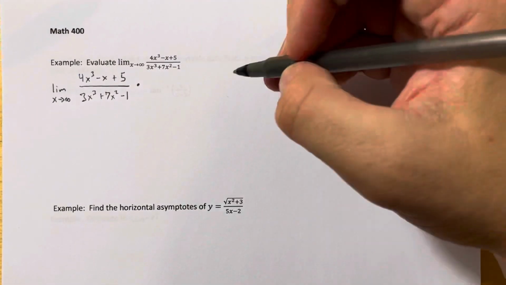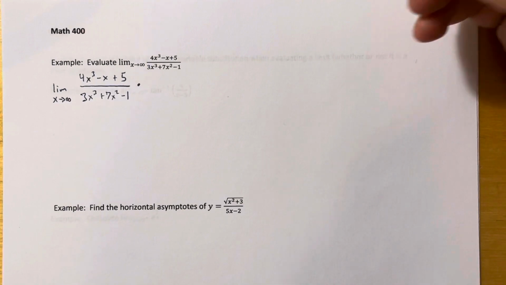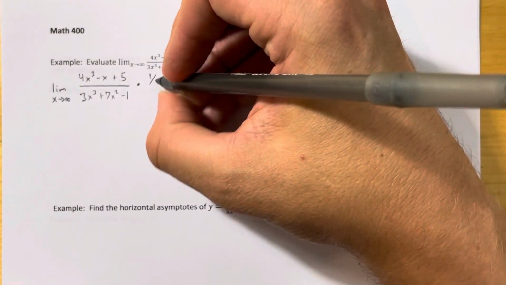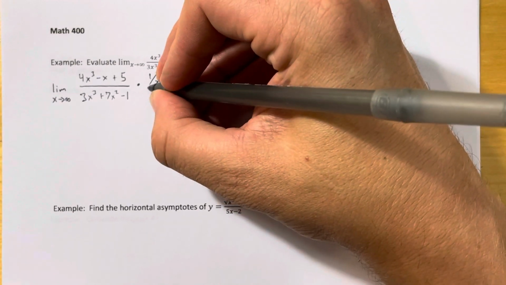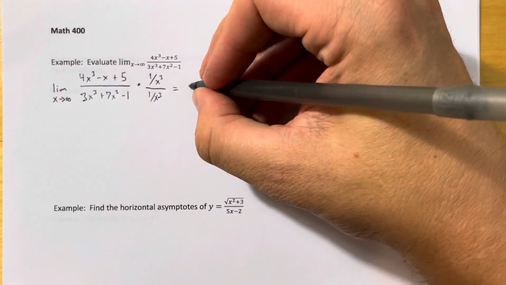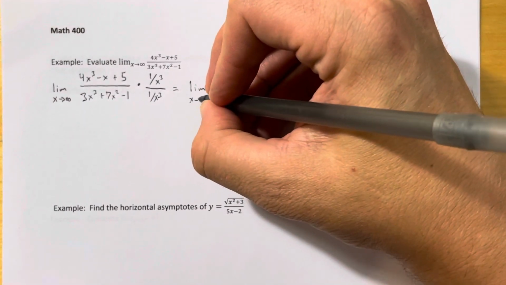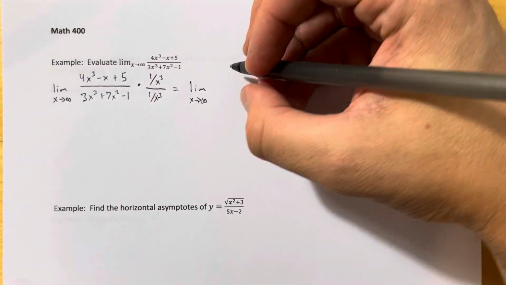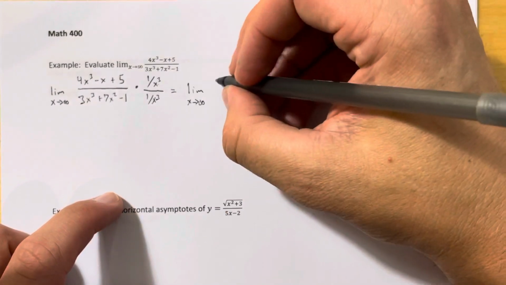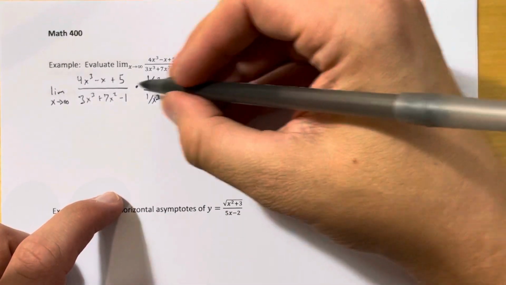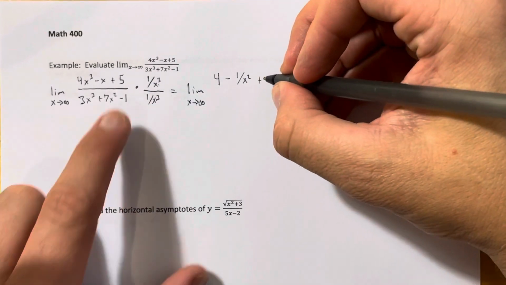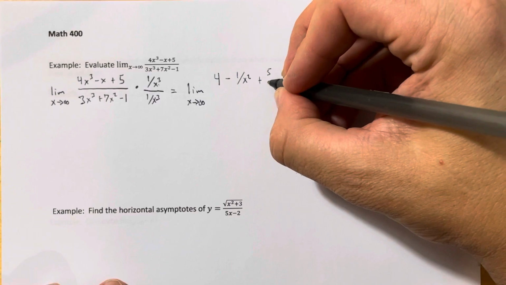I'm going to multiply this by an expression that's equal to 1, because we already know that wouldn't change the value of anything here. Specifically, I'm multiplying by 1 over x cubed over 1 over x cubed. Now notice what this does. The limit as x approaches infinity of, when I do that, 1 over x cubed times 4x cubed is simply 4. Multiplying it to this negative x here gives me 1 over x squared plus 5 over x cubed.